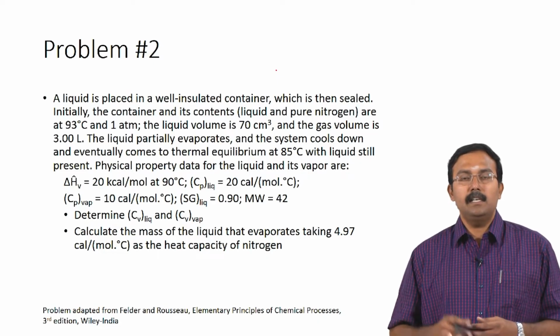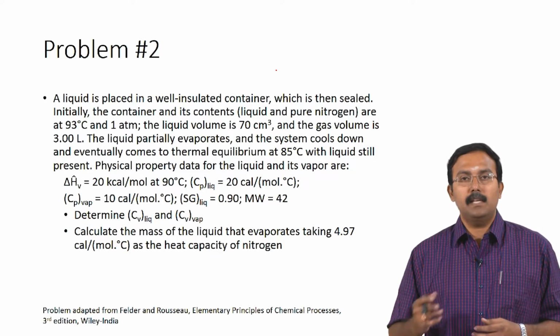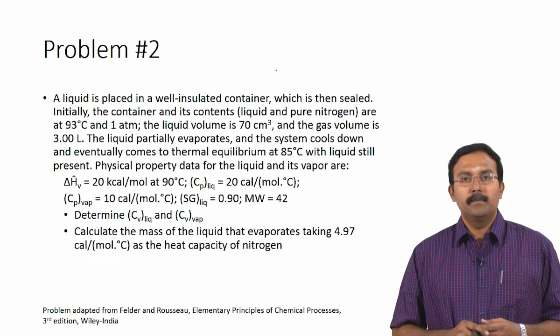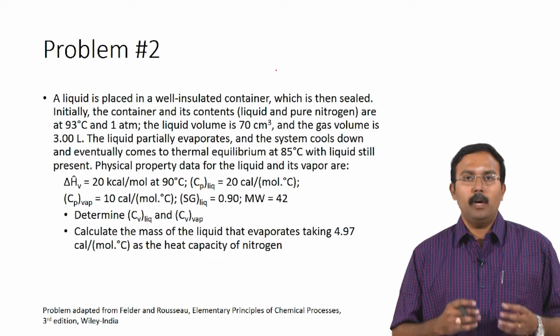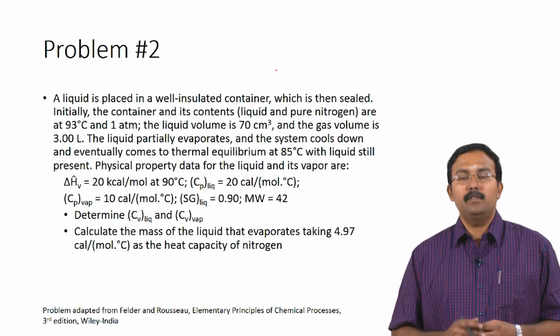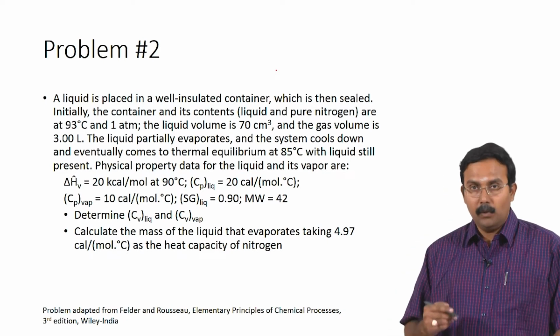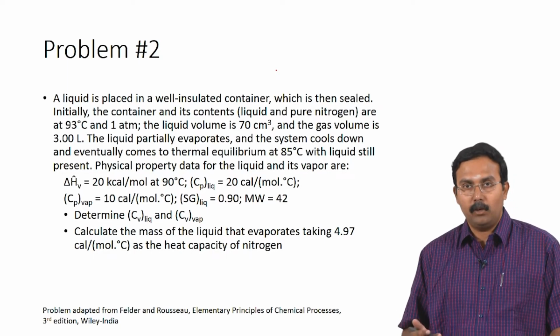Change in internal energy can be calculated for temperature change processes as integral Cv dT. So, we need to know the Cv values. Here in the problem, we have been given the Cp values. So, we have to calculate the Cv values from these Cp values. In one of the earlier lectures, we have actually discussed how Cp and Cv can be correlated.